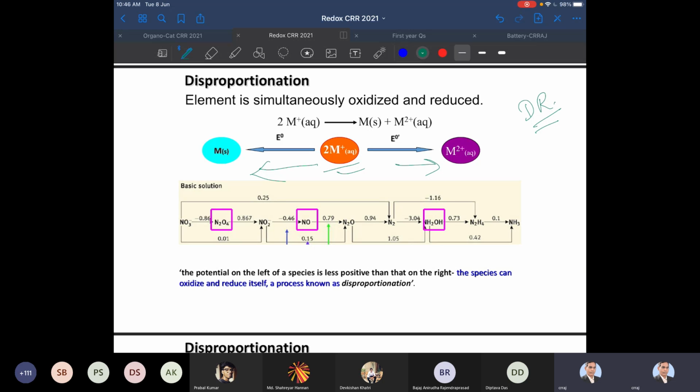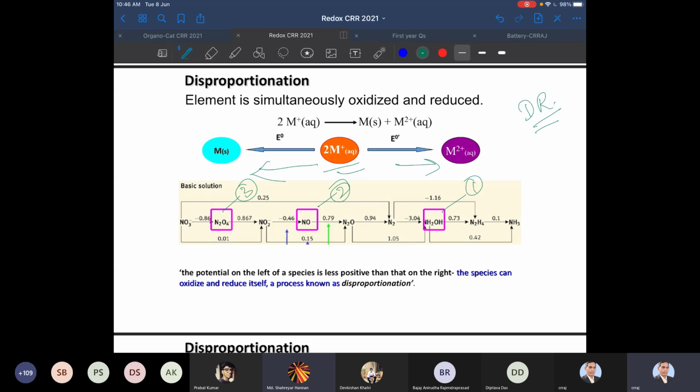A pink color box that I have shown. Number 1, number 2, number 3. Now we will look at that. What I stated is true. That is, NH2OH and NO and N2O4 will undergo it.